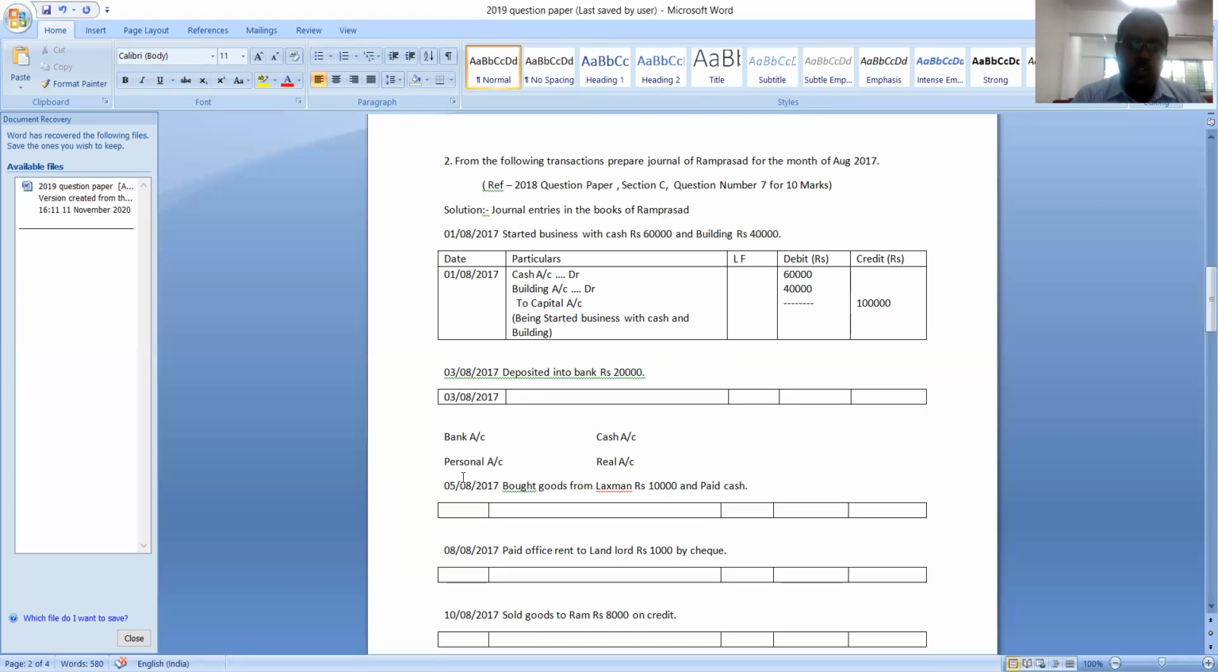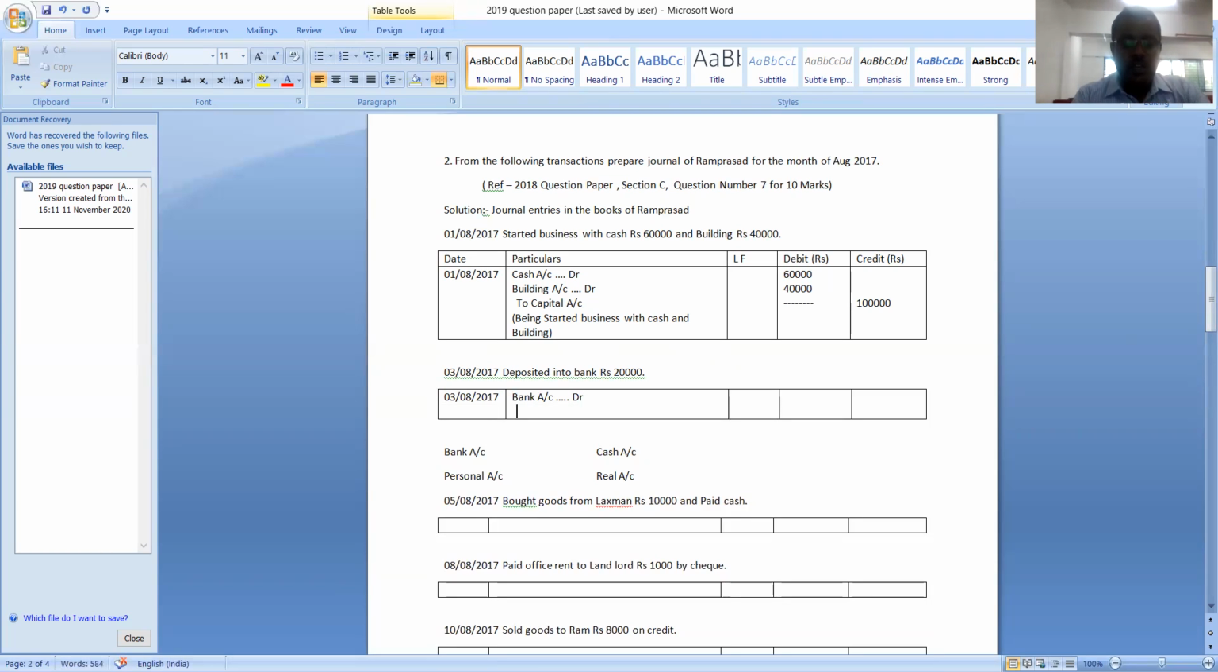Here, what is the rule of a personal account? Debit the receiver, credit the giver. If the bank received the money, debit the bank account. If the bank paid the money, credit the bank account. So here, deposited into bank means the banker is the receiver. So debit the receiver. Which account should be debited? Bank account should be debited because the banker is the receiver.